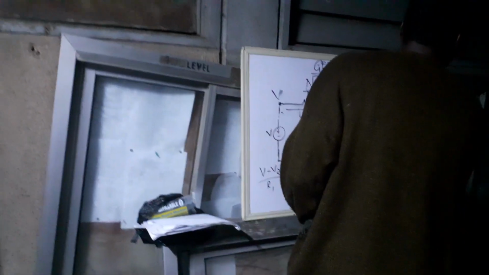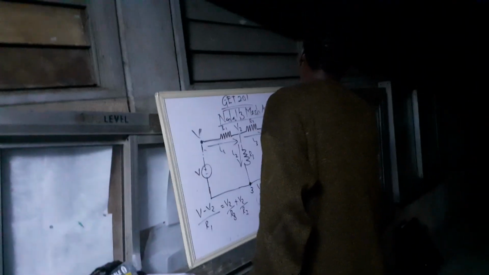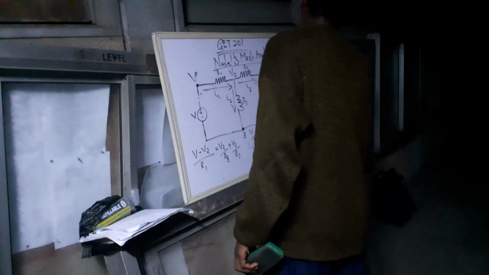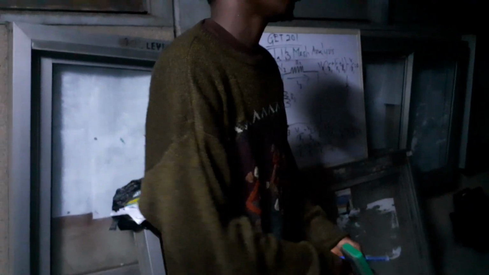if we equate this to 0, what are we going to have? V2 brackets 1 over R1 plus 1 over R2 plus 1 over R3, then minus V over R1 equals 0. So these are our equations for the node, right? You can see how many steps we went through just to get this one.